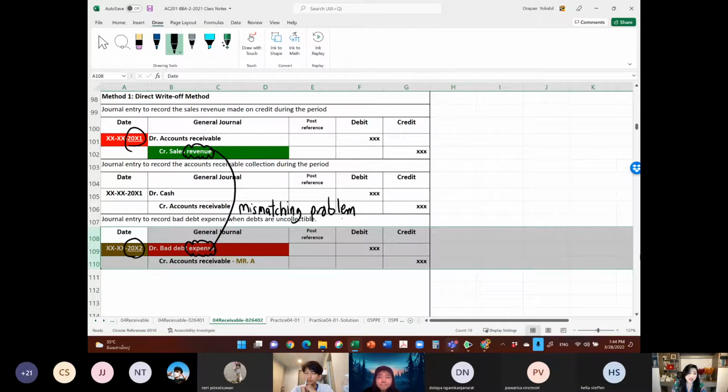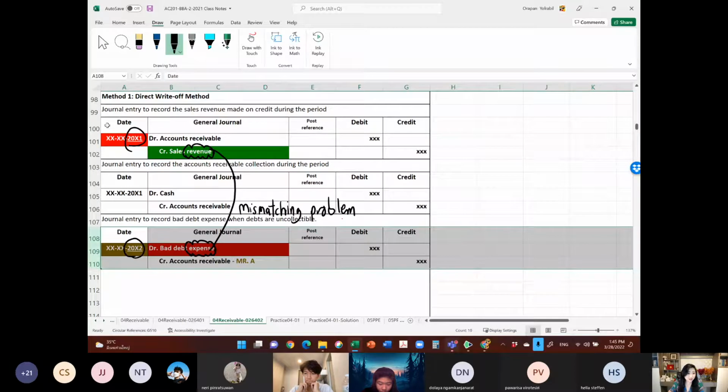So if it's not in the same year, it means that you record revenue in one year and then you record expense in some other years. So do we love that in accounting? No. Why so? We want to record the revenue and expense in the same period of time, in the same years specifically. Why so? Why can't the revenue be in one year and expense be in some other years? Why don't we like that?